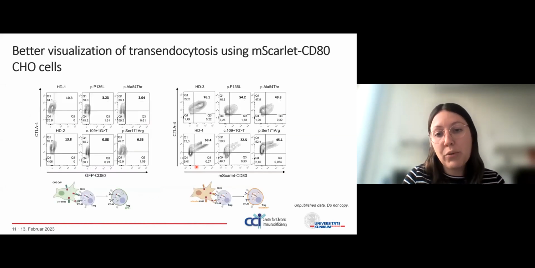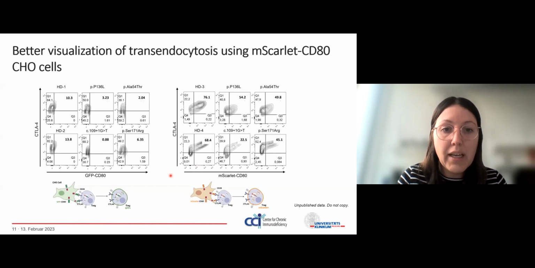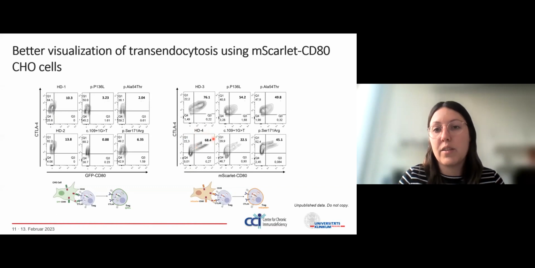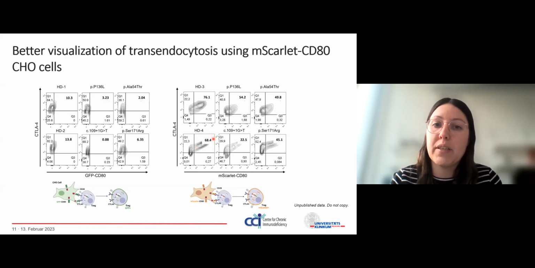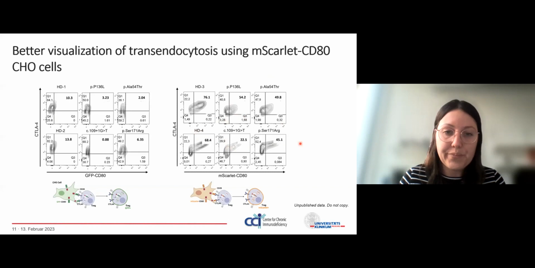The reason why we switched to mScarlet is that mScarlet is more stable than GFP. GFP is easily quenched in an acidic environment. And using these mScarlet cells, you have a higher percentage of transendocytosis and just a better visualization, which helps us to distinguish between the healthy donors and the CTLA4 deficient patients.